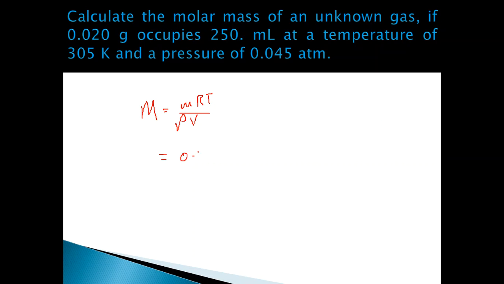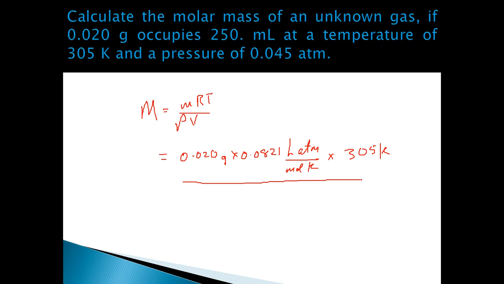For the mass, that's 0.020 grams times R, which is, of course, the constant, 0.0821 liters atmospheres over mole Kelvin, times the temperature, which is 305 Kelvin, all divided by the pressure, which is 0.054 atmospheres, multiplied by the volume, which is 250 mL, but we have to convert that to liters, so we multiply by 1 liter over 1,000 mL. And that's it. Work that out, and that would be the molar mass.